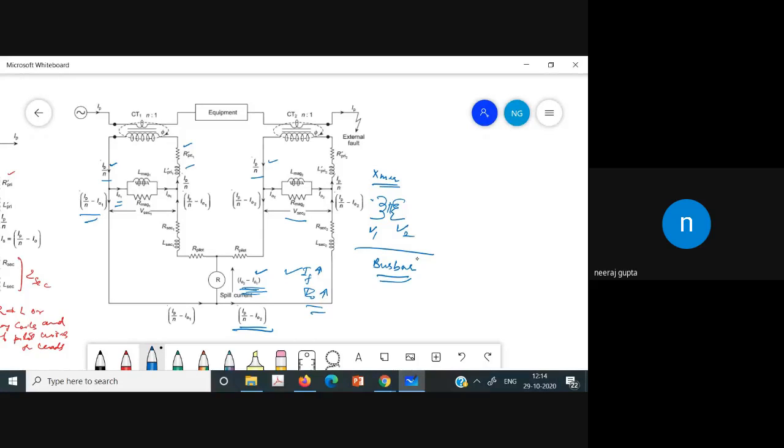One modification is the percentage differential relay. We discussed how the simple relay cannot be used, because we will have the spill current even if the external fault occurs. So we will have some kind of mechanism so that this spill current would not be there during the external fault condition. So we will discuss that. Now we will discuss the percentage differential relay.